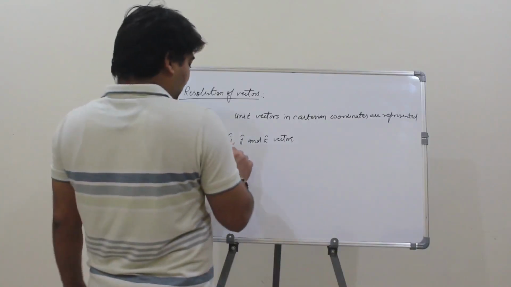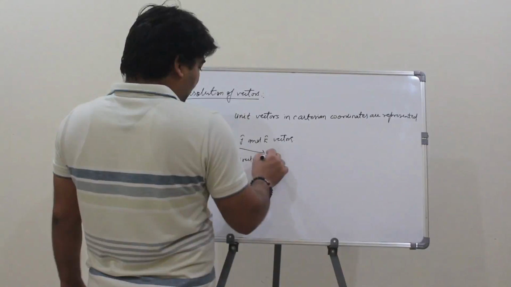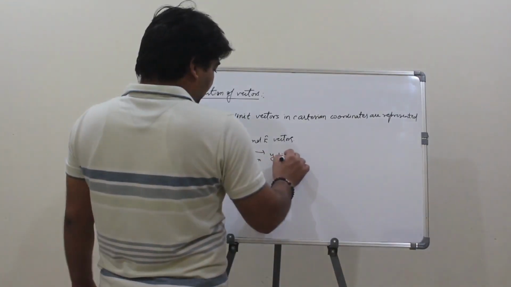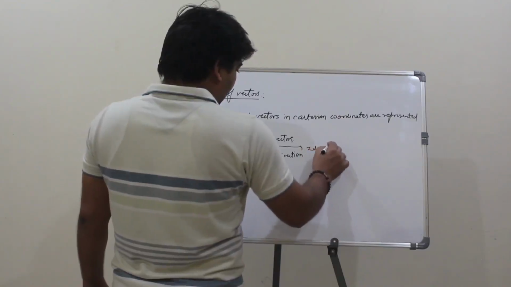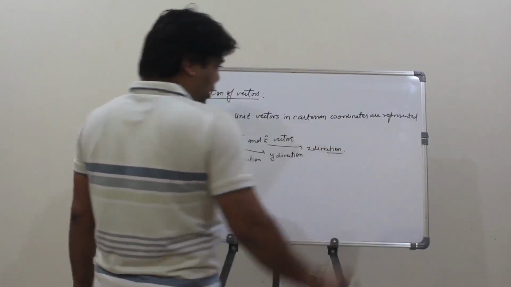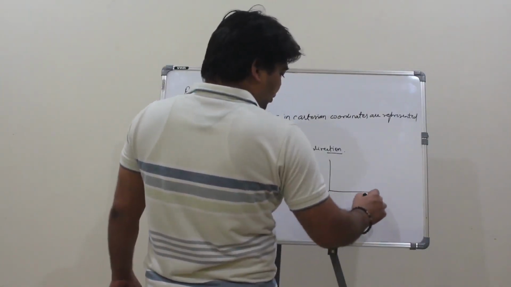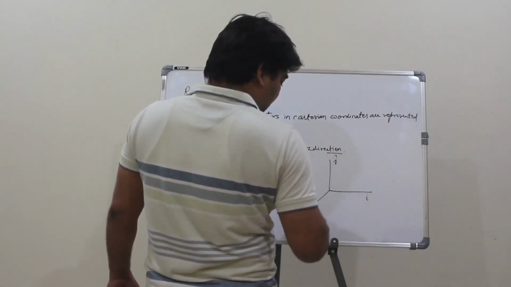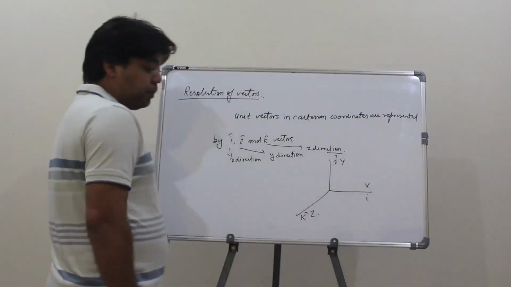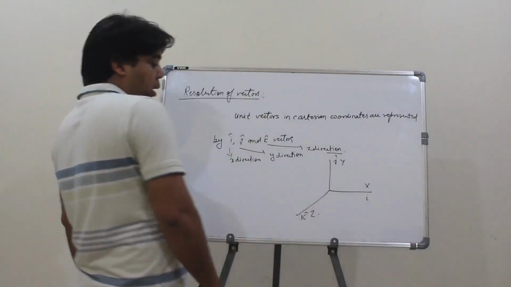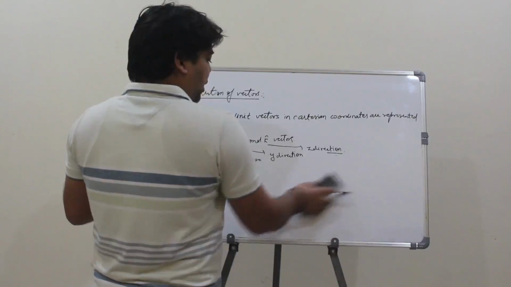So i is along the x direction, j along the y direction, and k along the z direction, right? So no confusion should be there. So i, j, and k are the x, y, and z components, right? So this is there. Now let us take a 2D case.